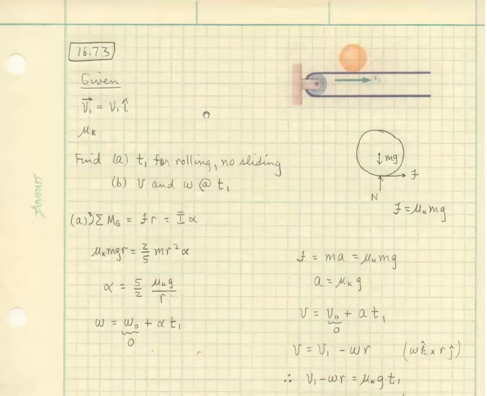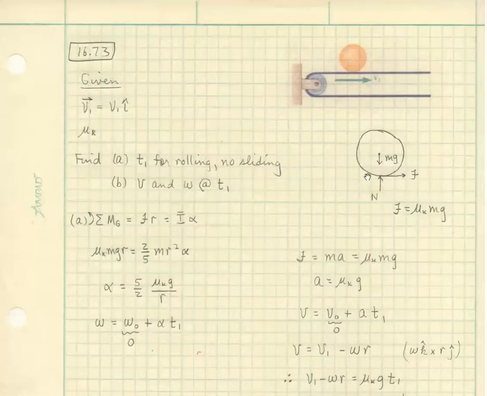Problem 16.73 involves this sphere that we're going to place onto this conveyor belt here. The conveyor belt is moving at a velocity v1 in the i direction. We're told that the coefficient of friction between the sphere and the belt is mu sub k. We're not given the mass or the radius of this sphere. We're asked to find how long it takes before the sphere starts rolling without sliding, so find that time. And then the B part is to find the velocity and the angular velocity at that t1.